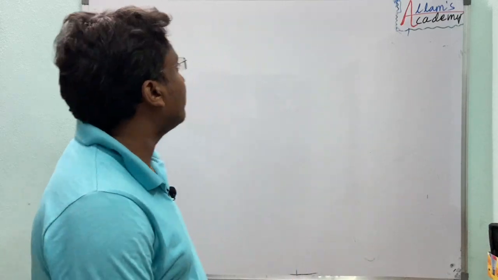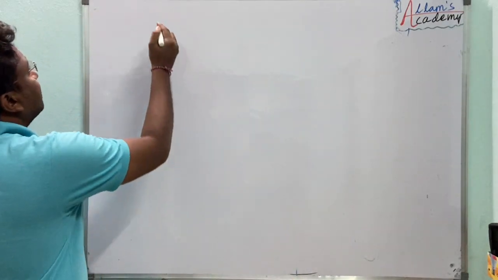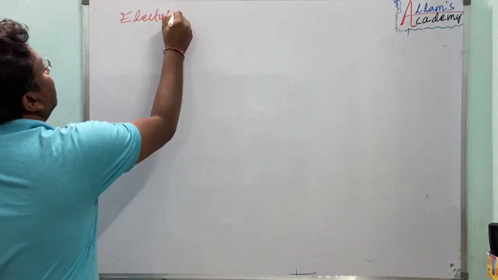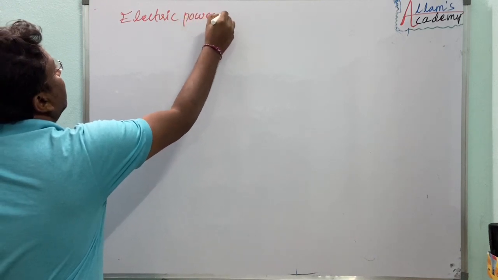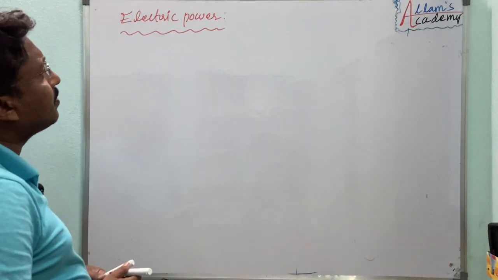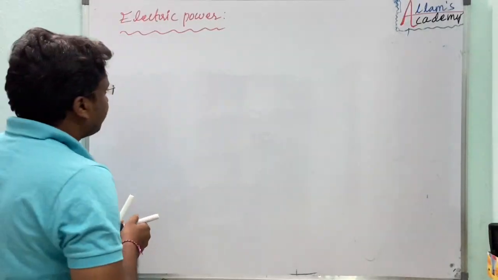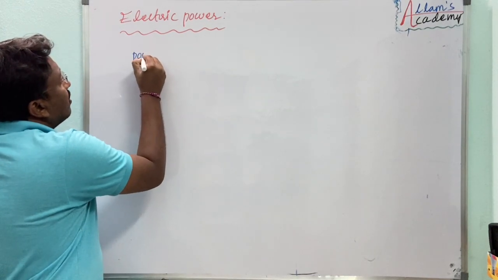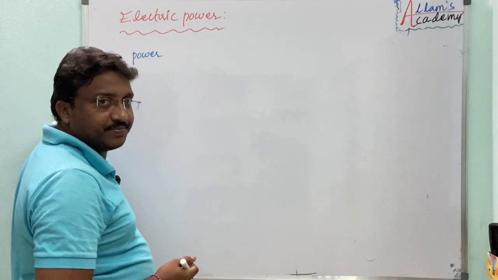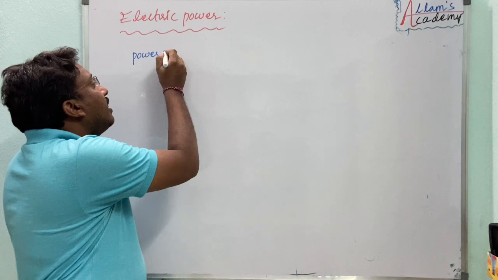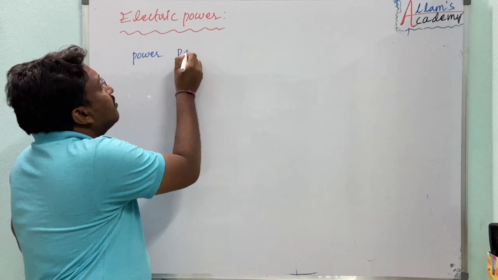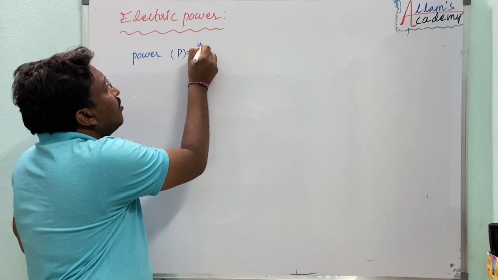Now we are going to discuss electric power. Here, what is power? Power definition is rate of doing work. So, the mathematical principle for power: P equal to W by T.